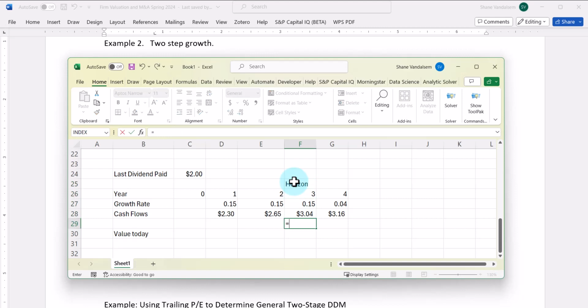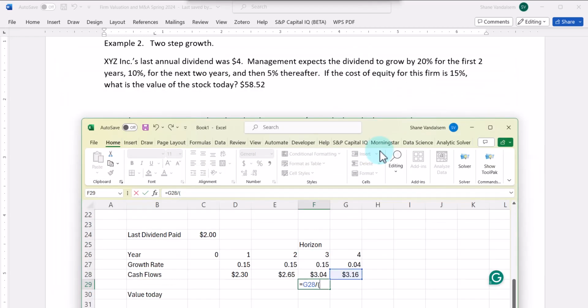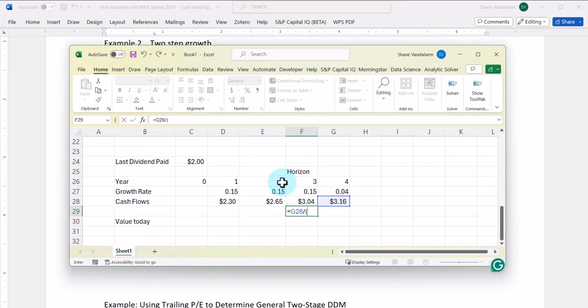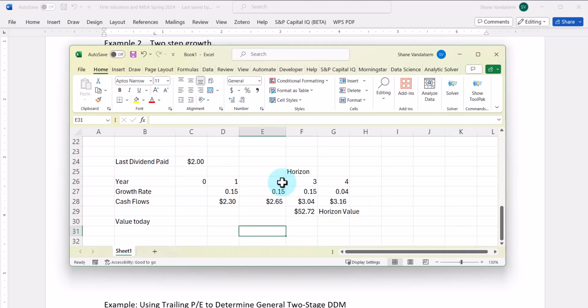And so my horizon value at year 3 is equal to the 3.16 divided by the required rate of return, in this case 10%, so 0.10, and our constant growth rate is 4%. And so that's going to give me a horizon value of 52.72. So our cash flows look like this.